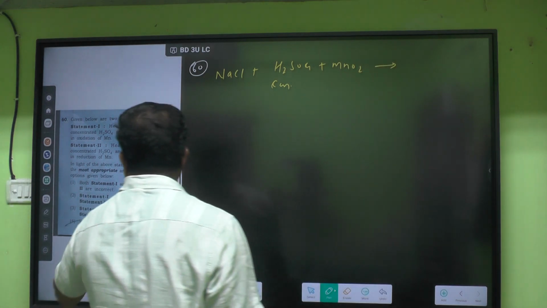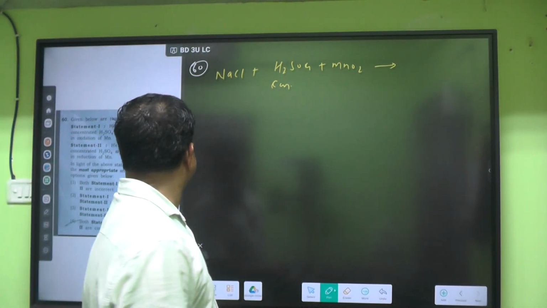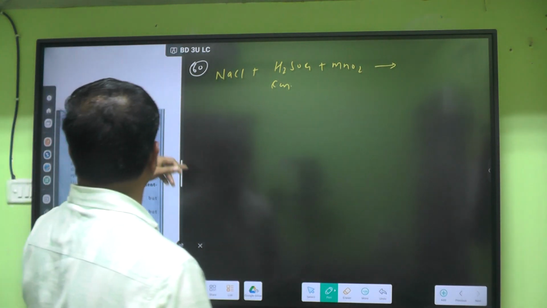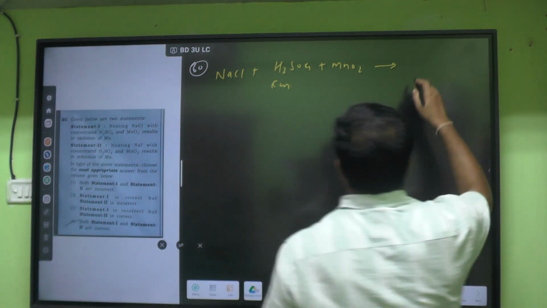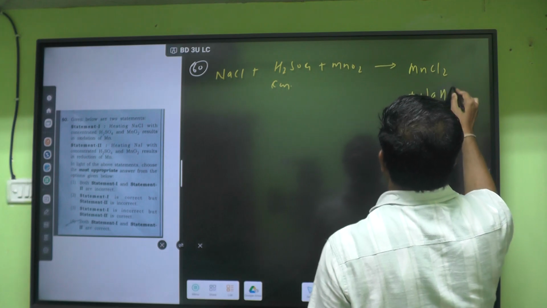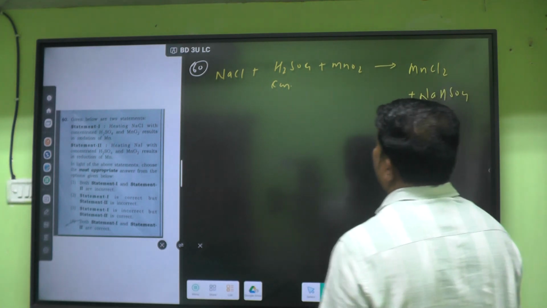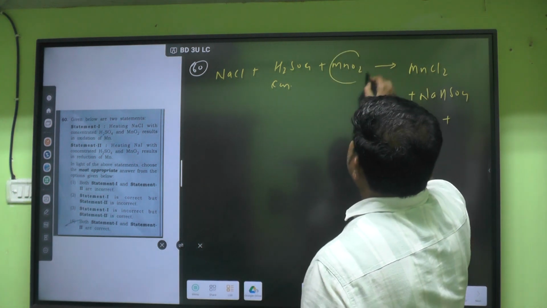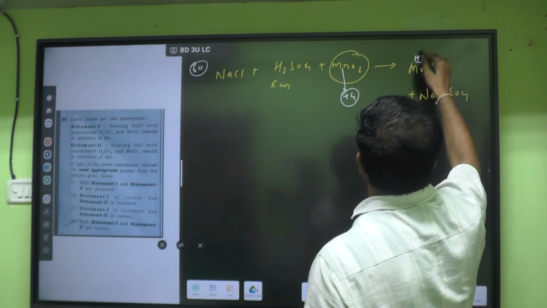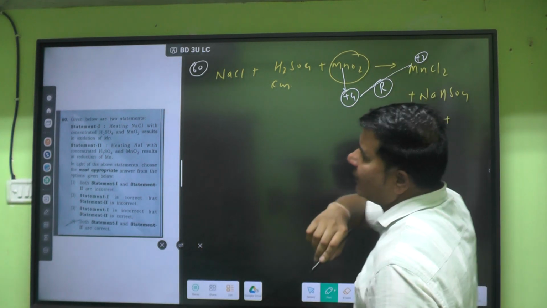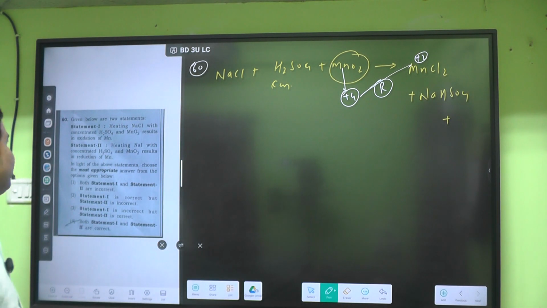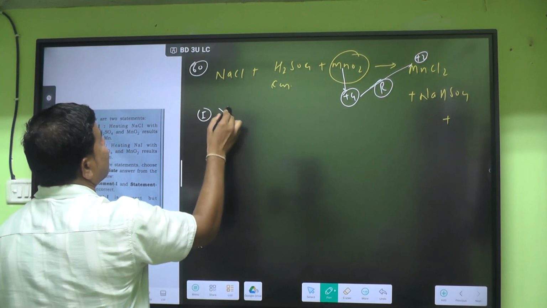So now, the result is reduction of Mn, sorry, of MnO2, not oxidation. Remember here, MnCl2 is formed, along with sodium hydrogen sulfate. Mn in MnO2 has oxidation number plus 4, and here the oxidation number is plus 2. That's why it is reduction here, not oxidation. That's why the first statement is wrong.